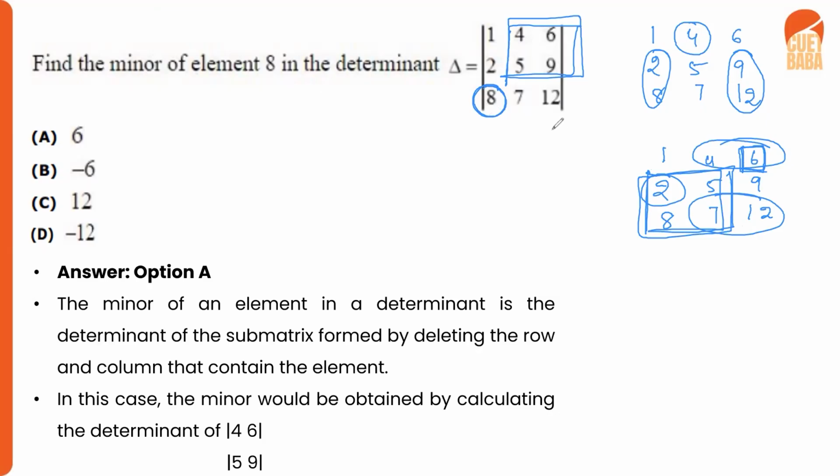Here we have to find the minor of element 8, that is 8 over here. So we'll be taking into consideration these 4 numbers. When we do that, we get 4 9s are 36, and 5 6s are 30. So we'll get the answer as 6. So that would be the right answer.